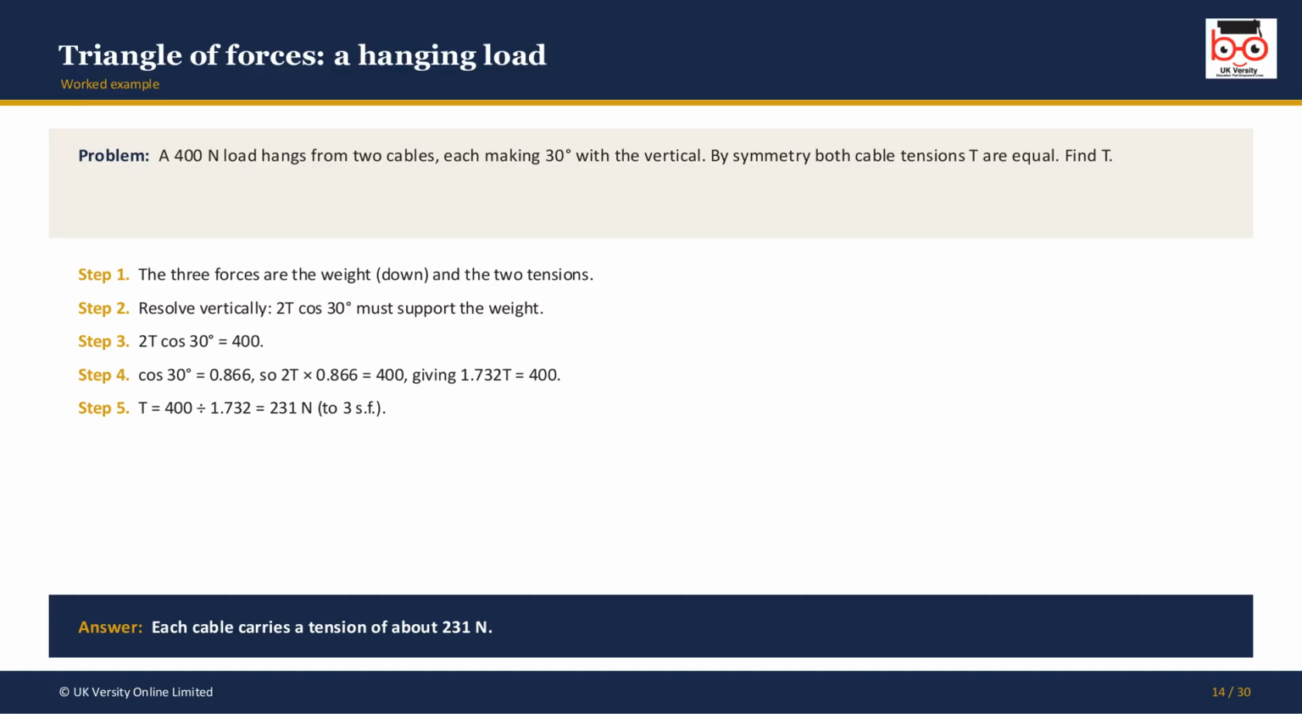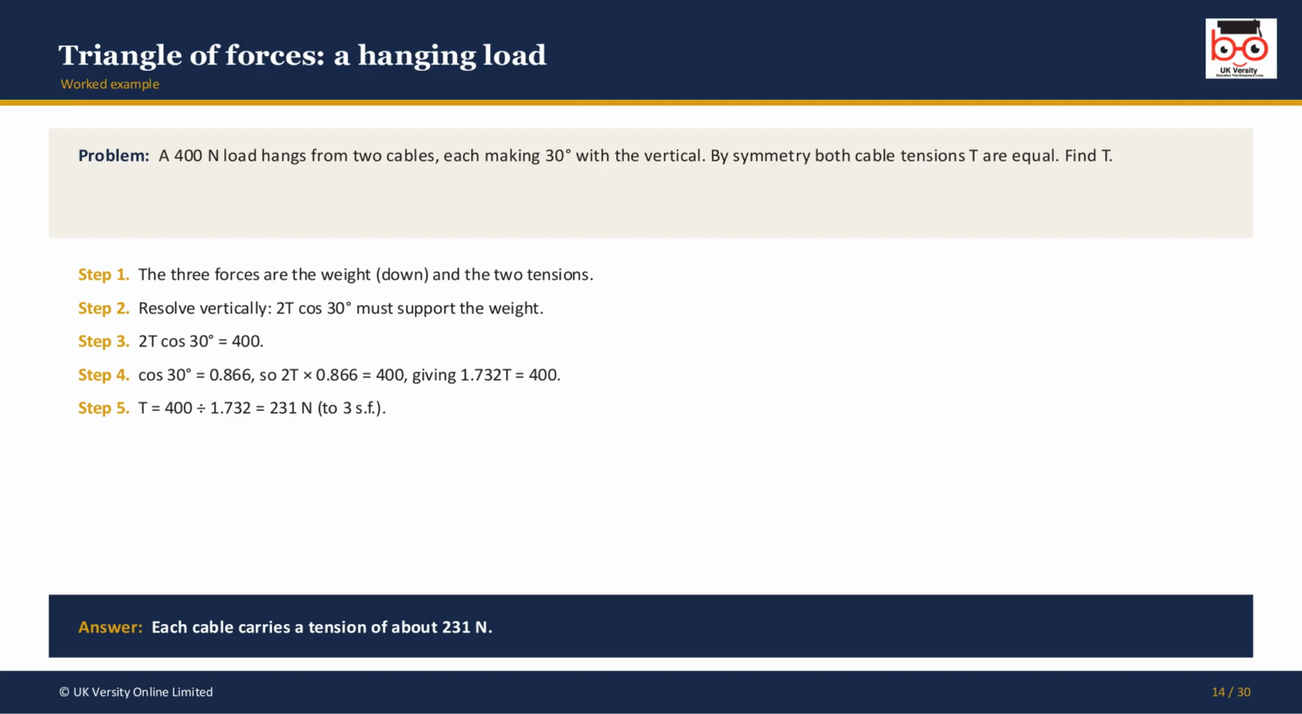Let's try it with a hanging load. A 400 newton weight hangs from two cables, each at 30 degrees to the vertical, and by symmetry both tensions are equal, so we'll call each one T. The three forces are the weight pulling down and the two tensions.